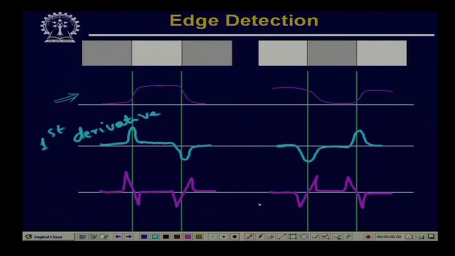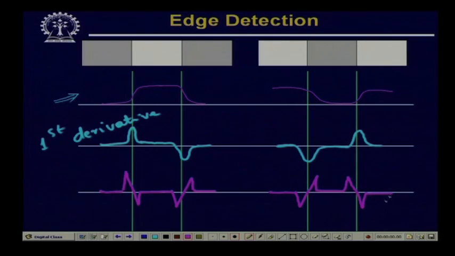However, you will appreciate that the second derivative is very sensitive to the noise present in the image, and that is the reason the second derivative operators are not usually used for edge detection operation. But as the nature says, we can use these second derivative operators for extraction of some secondary information.